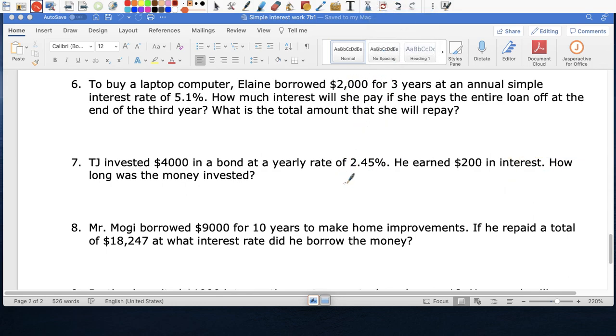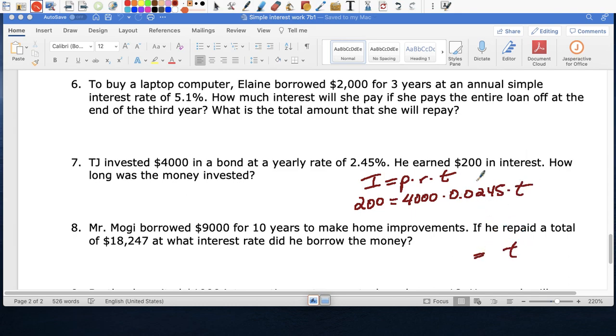TJ invested $4,000 in a bond at 2.45%. He earned $200 in interest. How long was the money invested for? So this is a time problem. I equals PRT, so T is the missing information. He earned $200, that's the interest. The principal was $4,000. The interest rate was 0.0245 as a decimal, and we're looking for the time.